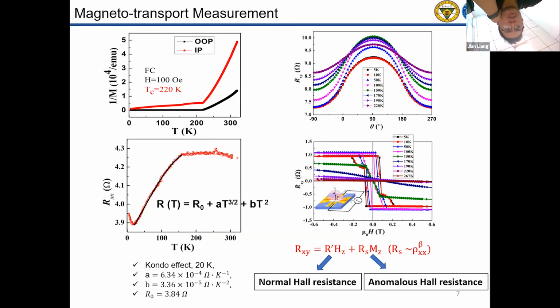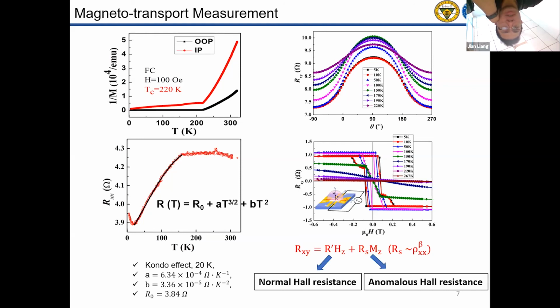For the individual nanoflake, the R-T curve was measured, and the Curie temperature is determined as 119 Kelvin. At about 20 Kelvin, the resistance reaches a minimum value, which is reported to be explained by the Kondo effect. At temperatures lower than the Curie temperature, the resistance increases with increasing temperature. It can be fit by the formula.